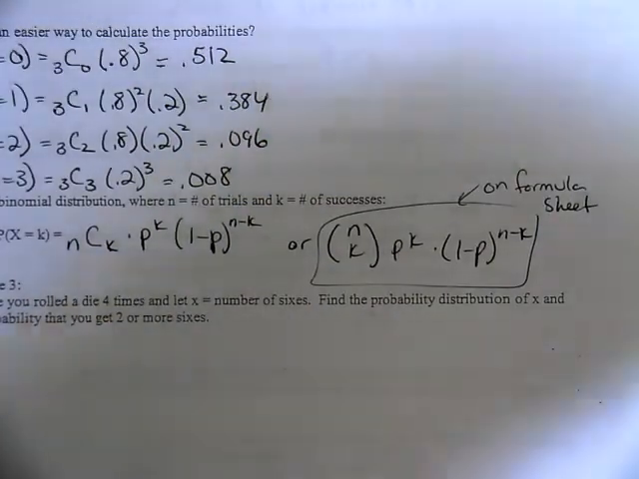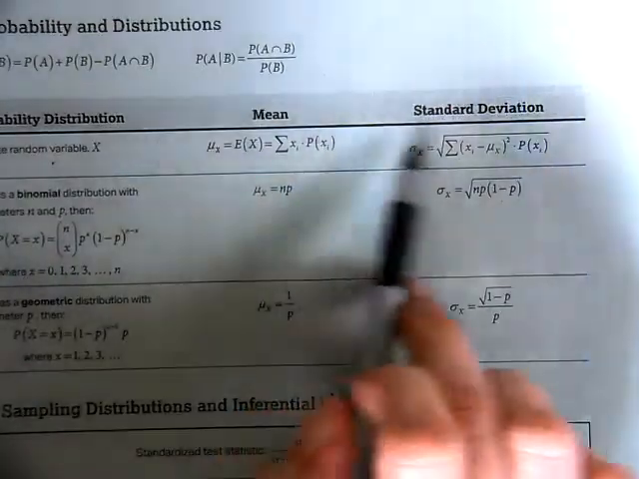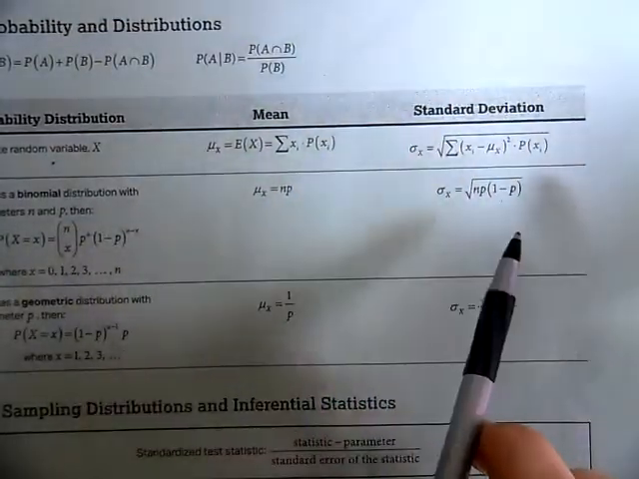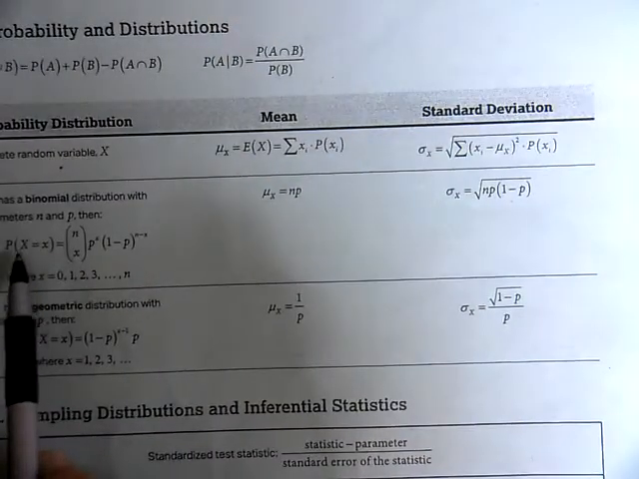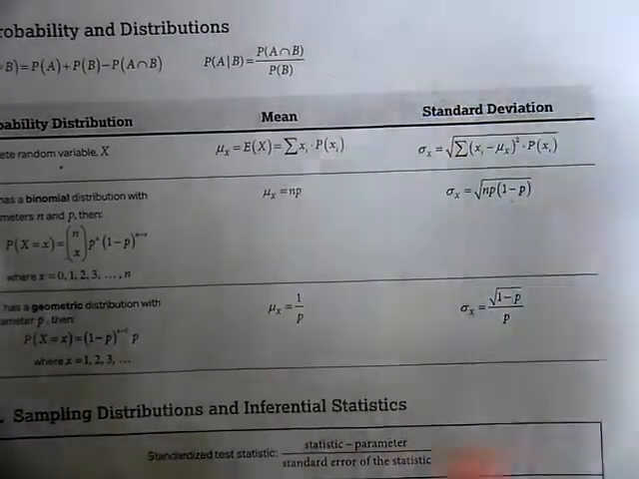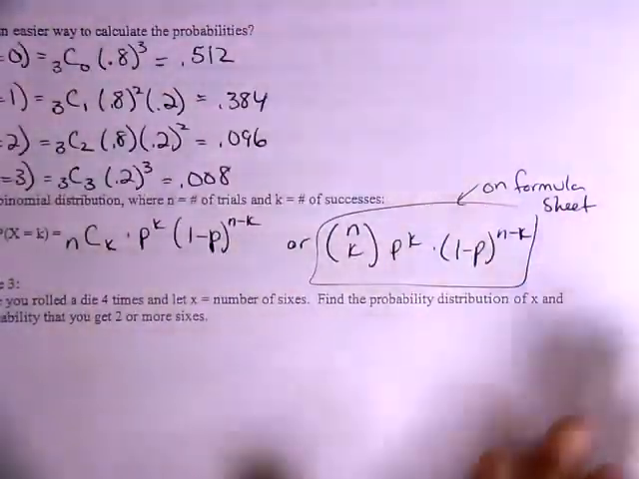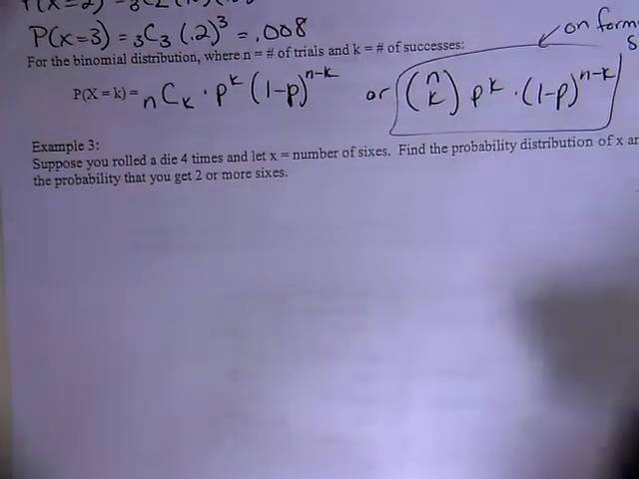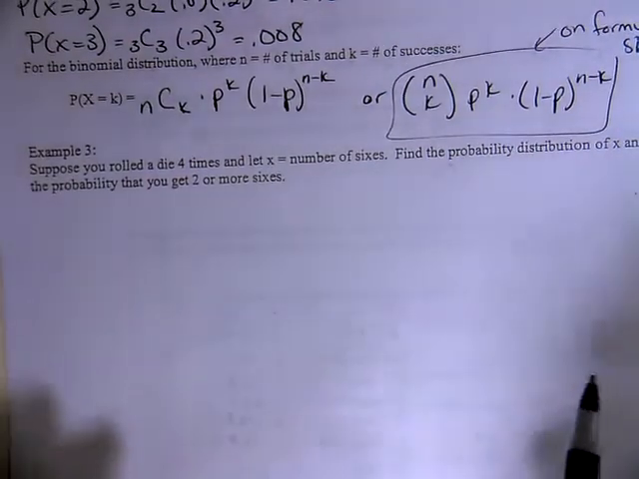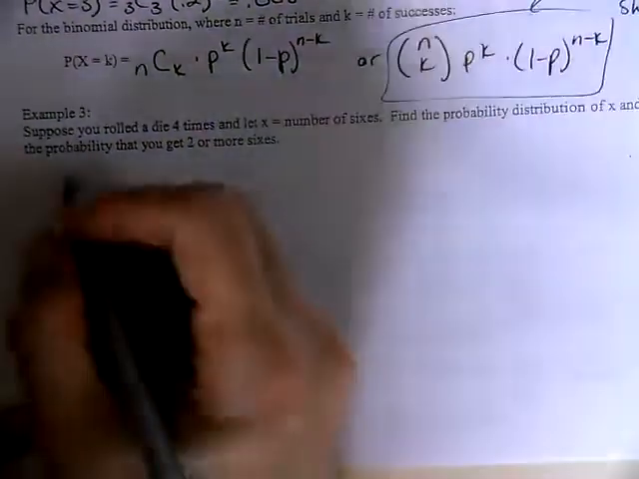Looking at what we've been doing in Chapter 7, we were on this row for 7.4, now we're on this row. So here's our x equals little x, n over x. They use x instead of k. But so there's your formula. So suppose I roll the die 4 times and x be the number of 6s. Find the probability distribution of x and the probability to get 2 or more 6s.